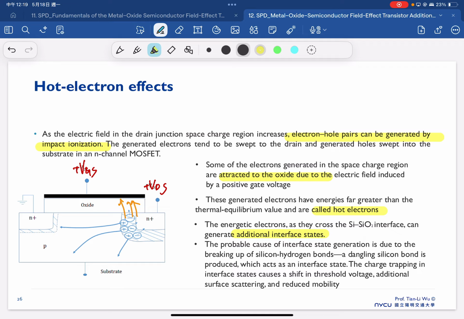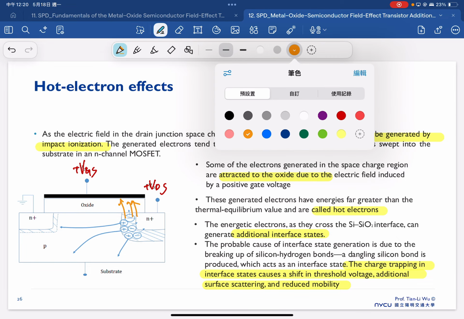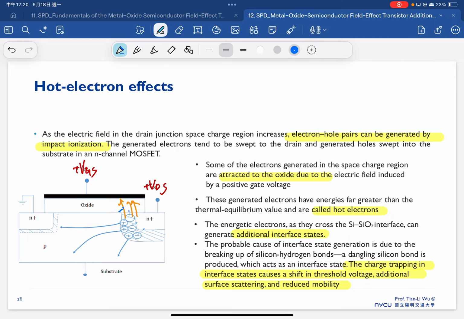The probable cause of interface state generation is the breaking up of this bonding that creates more dangling bonds, which act as interface states. Therefore, we will have charge trapping in the interface states, causing threshold voltage shift, additional scattering, and reduced mobility. In an easy way to understand, we will see electron trapping at this region. Once we see the electron trapping, all these side effects will happen.